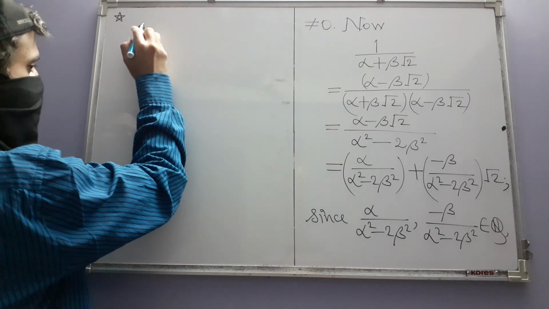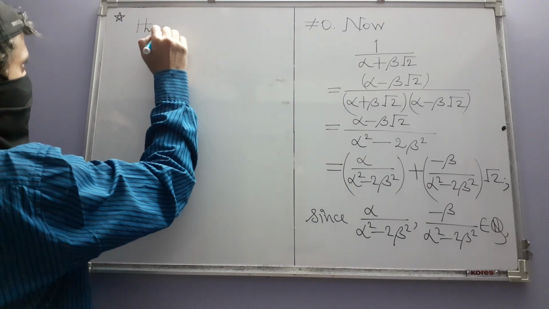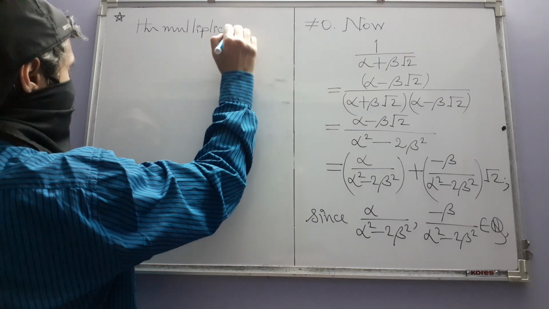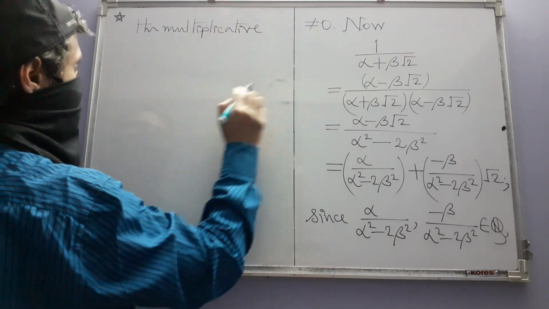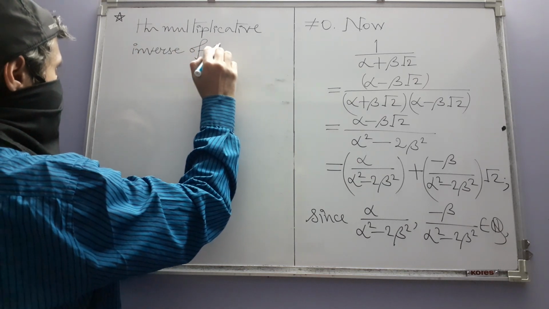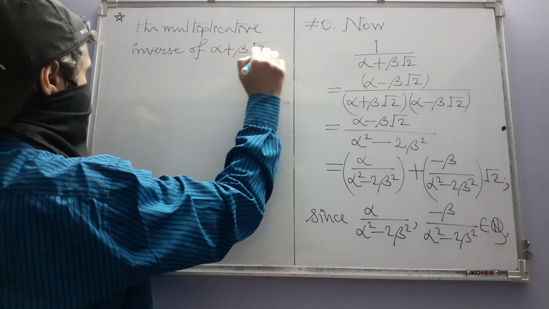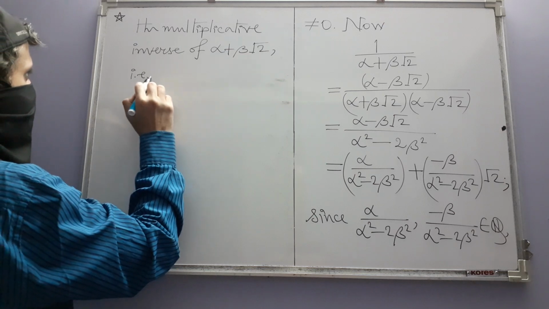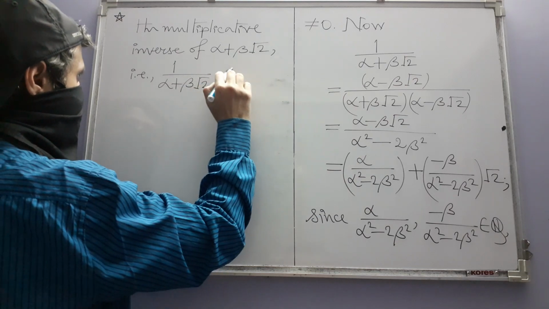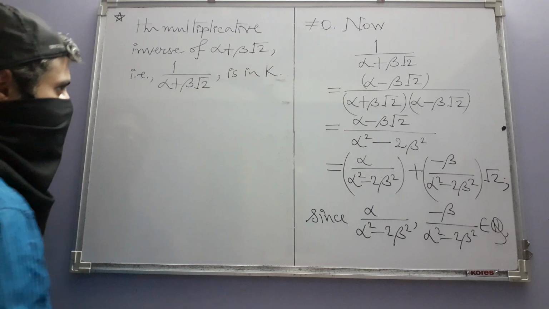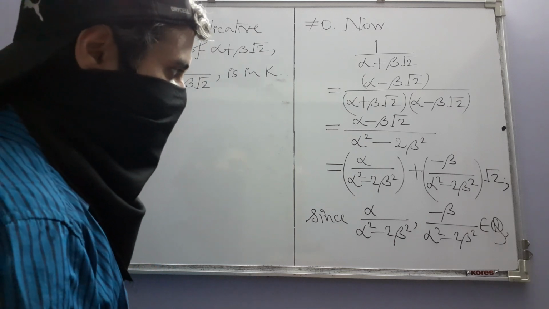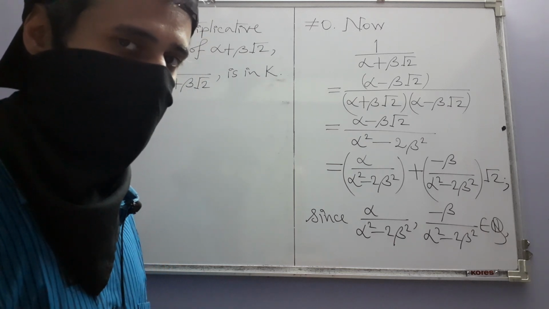Since this, the multiplicative inverse of alpha plus beta root 2, i.e. 1 over alpha plus beta root 2, is in K. Okay, we have now finally verified all the things that we need to verify in order to conclude that K is a subfield of R.